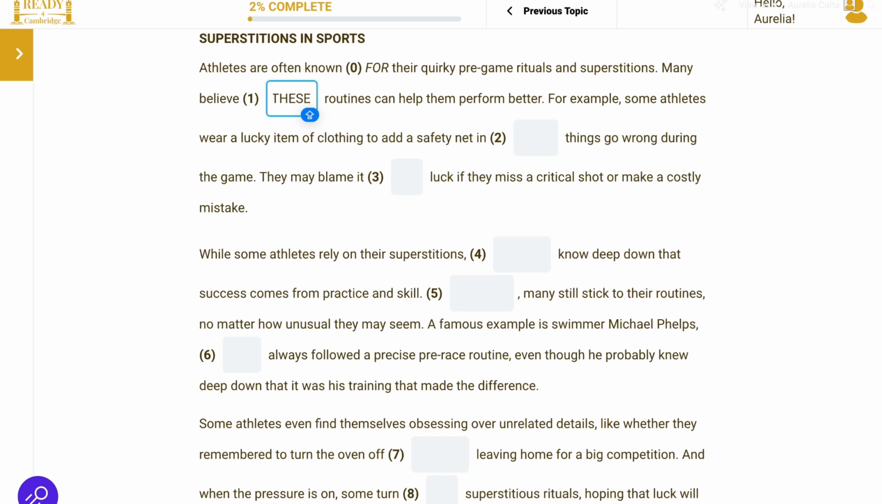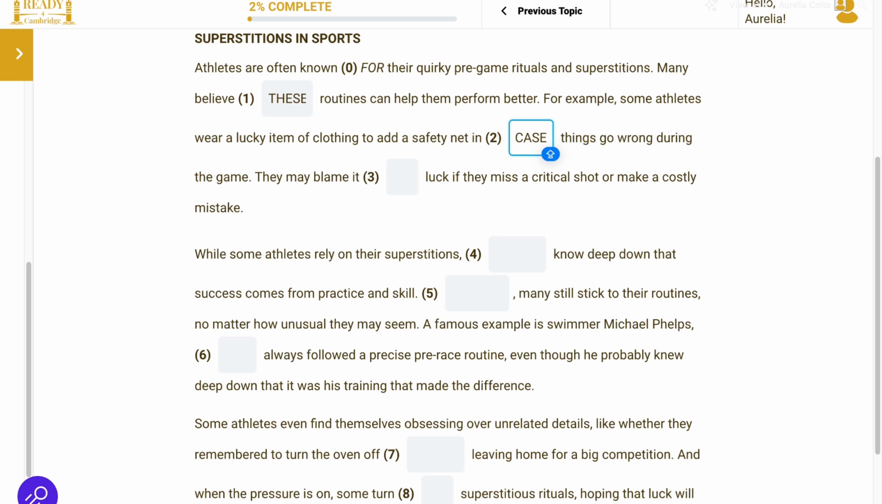Let's move on to the second gapped sentence. For example, some athletes wear a lucky item of clothing to add a safety net in case things go wrong during the game. The expression to add a safety net suggests preparing for something bad happening. And the correct phrase in English is in case, yes? In case things go wrong. If we didn't have the preposition in, we would type in when. But in this case, the word case is the only one that fits logically and grammatically here.